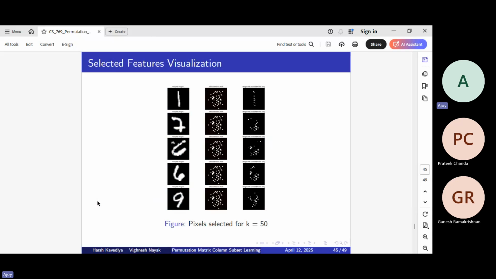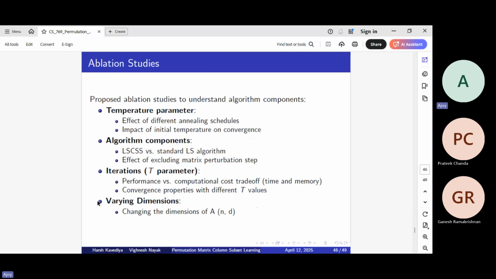For k equals 50, these were the image pixels that were chosen, and you can see that all of them are the same in all the images. And these were the selected pixels. That was the mask, and these are the selected pixels. You can easily see that it is essentially capturing most of the important information in the image. For example, the numbers can be almost made out from these 50 pixels itself. So that is the reason we got around 88% accuracy.